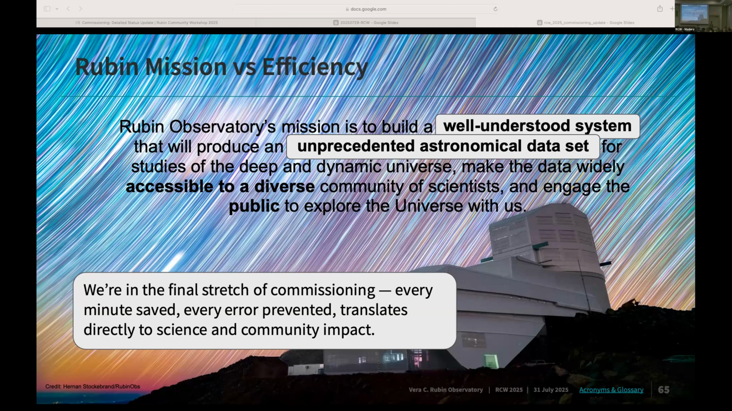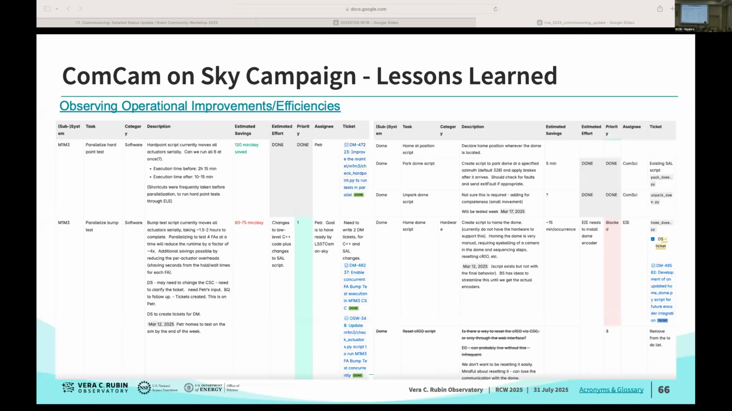We have removed a lot of blockers that we had in the past with some systems that were preventing us from improving our efficiency. That is more or less the history of the campaign of the commissioning camera. So every minute that we save, every error that we prevent will have, in the end, impact on the community.